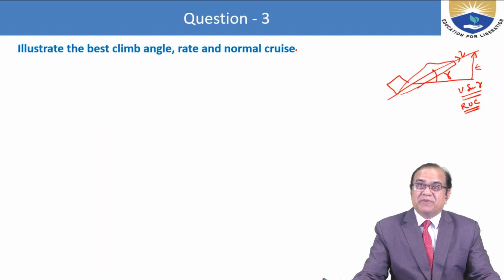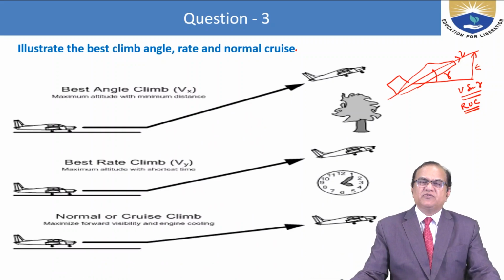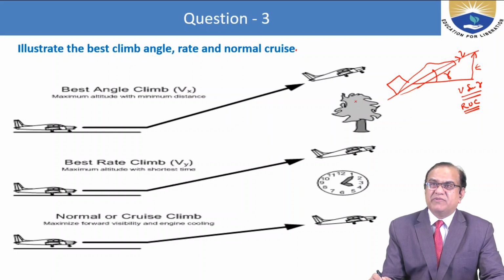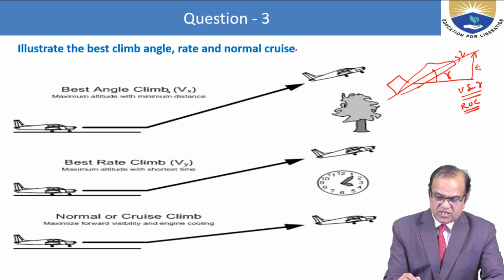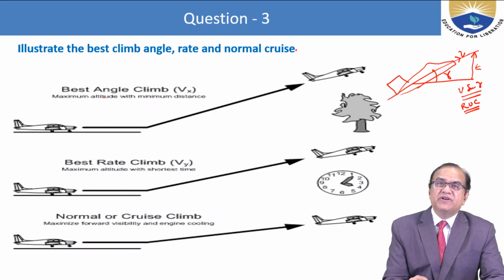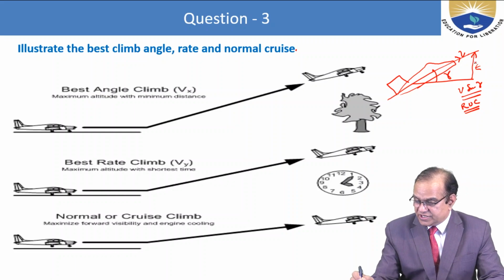So how much is the best? That is the criteria, and that we are going to discuss here. So here if you see, we have the different aircraft. There is a tree or any elevated pattern here. So best angle climb, that is called Vx. It gives maximum altitude with minimum distance. So if it is the best angle climb, it will gain the maximum altitude over the minimum distance.